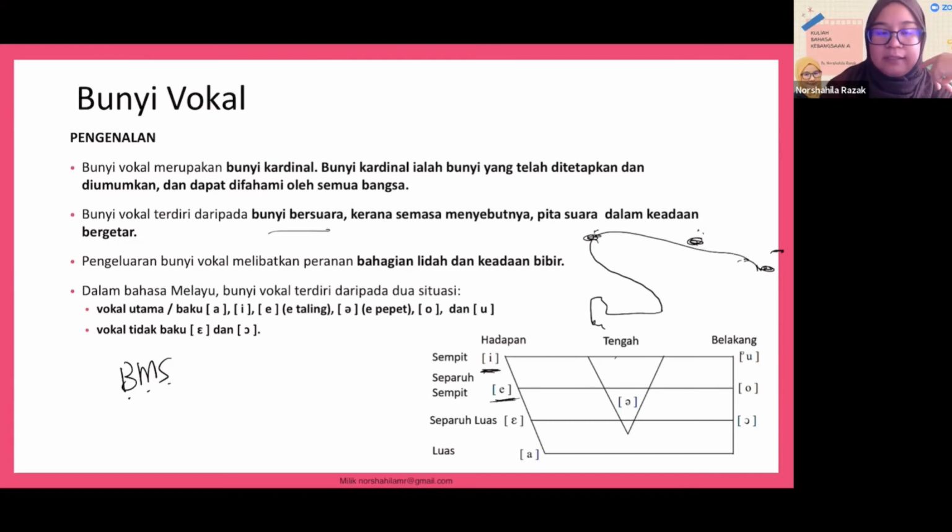Bunyi E, we pronounce as A. I, E, E, A. Okay, dan kita ada pronunciation kat sini, A. Ini nama dia E taling. Ini nama dia E pepet. Okay, E taling, A. Bawah sekali kita ada huruf A. E, A. E, A. Okay. Ada siapa-siapa nak cuba?